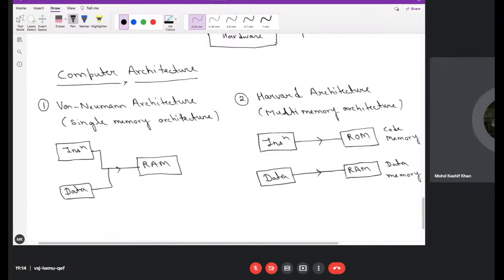Here, ROM, read-only memory, acts as a control system.